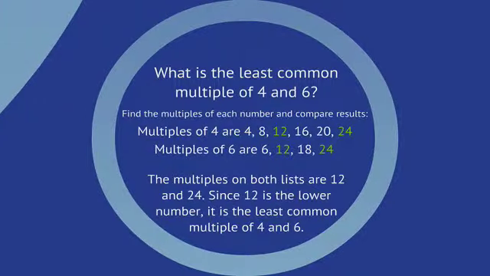What is the least common multiple of 4 and 6? Find the multiples of each number and compare the results. You don't have to find all the multiples, that would take you out to infinity, but just list out several until you find multiples in each. So the multiples of 4 are 4, 8, 12, 16, 20, 24, and so on. Multiples of 6 are 6, 12, 18, 24, and so on. The multiples on both lists are 12 and 24. Since 12 is the lower number, it is the least common multiple of 4 and 6.